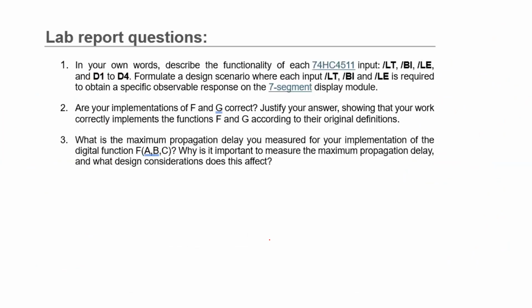I think that's it. So the last part here, I'm asking you, in your own words, describe the functionality of this input here. Again, you can go to the data sheet to better understand. I already explained it here. Second part here, I'm asking you to formulate a design scenario. Here I give you some questions, I just want you to think about them. So you can think about a design scenario where each input here and this 3 input is required to obtain a specific observable response on the 7-segment display. So you need to think about this one. How can we use these inputs somehow?